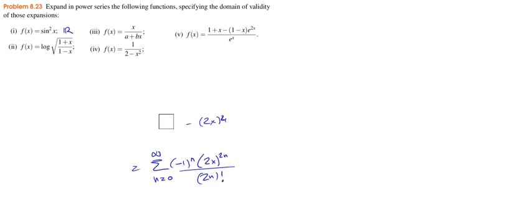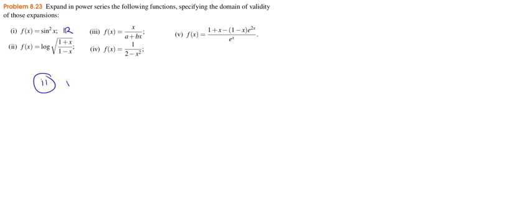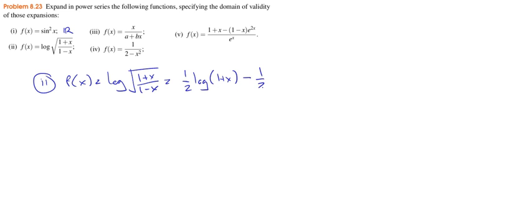Now let's go for the second: f of x is the logarithm of the square root of 1 plus x divided by 1 minus x. If you use the properties of the logarithm, you'll see that this is 1/2 of the logarithm of 1 plus x minus 1/2 of the logarithm of 1 minus x.